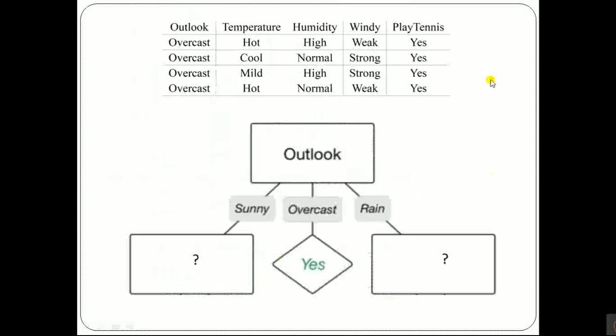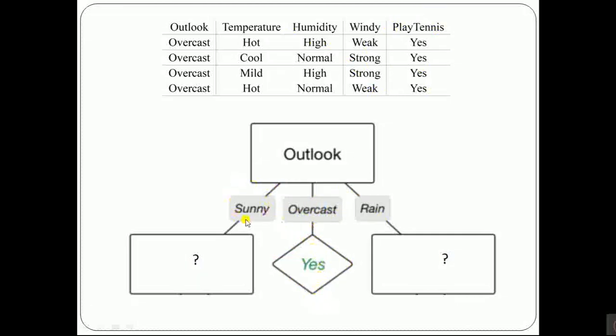So I can choose this as the root node. The classification is sunny, overcast, rain. But for overcast, under all conditions I can play tennis. So directly I can take the decision yes. This is the leaf node for overcast. No need to further classify.